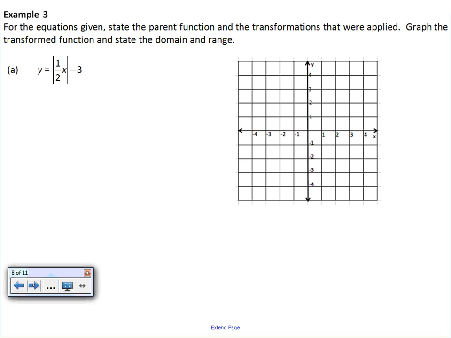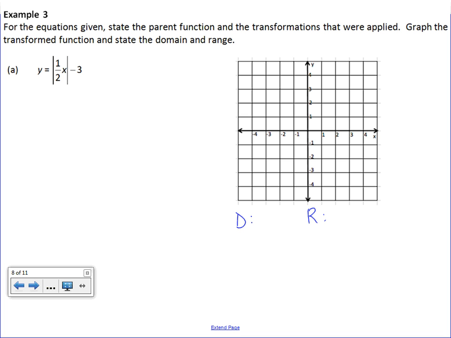So first thing, we have a few things to do. We have to state the parent, state the transformations, graph the function, state domain and range. So it's like a 4-step procedure here. Make sure you read the instructions on a test, because I can't tell you how many people forget the last part and forget to do the domain and range. So be careful, underline it or write it down right away so you remember to do this.